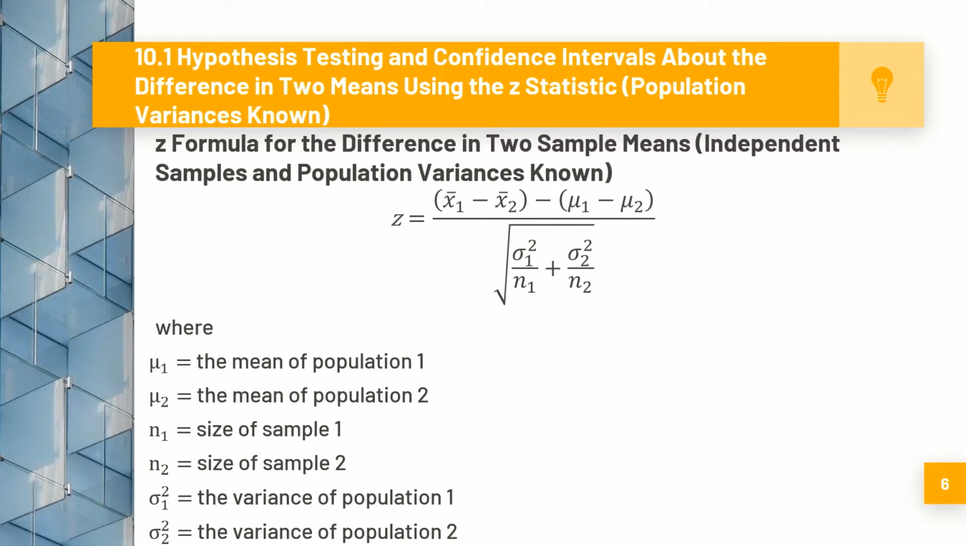The formula for the difference in two sample means is as follows. Z is equal to the quantity of the mean of sample 1 minus mean of sample 2, minus the quantity of the mean of population 1 minus mean of population 2, over the square root of the variance of population 1 squared over the number of samples for population 1, plus the variance of population 2 squared over the number of samples for population 2.